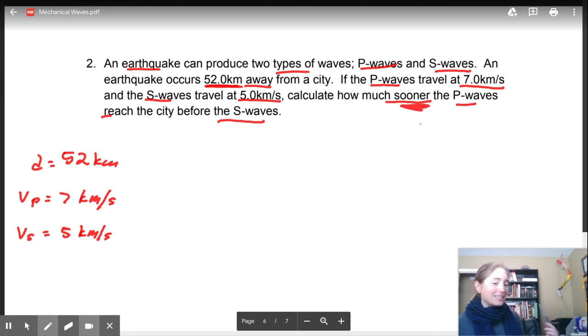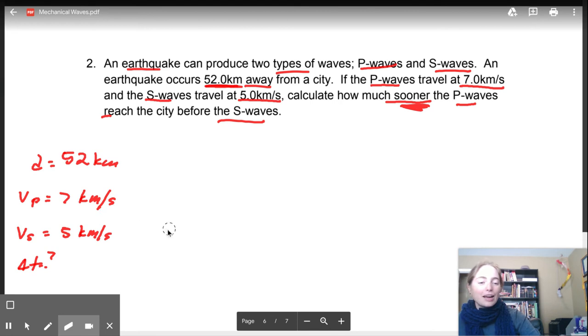So we're trying to find the delta time, the change in time. Okay, the time difference between the waves. So we need to first figure out how long it will take the P waves to travel 52 kilometers and the S waves. Now I want you guys to look at the units here. We have units of kilometers and we have units of kilometers per second. These are equivalent. If I just use these units as they are in the V equals D over T equation, that means that I will get my answer in seconds, and these units will cancel.